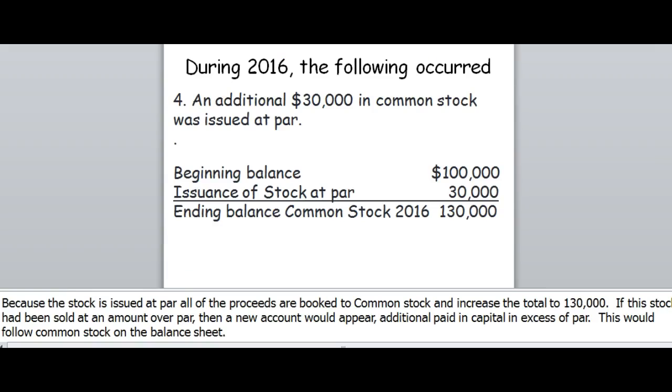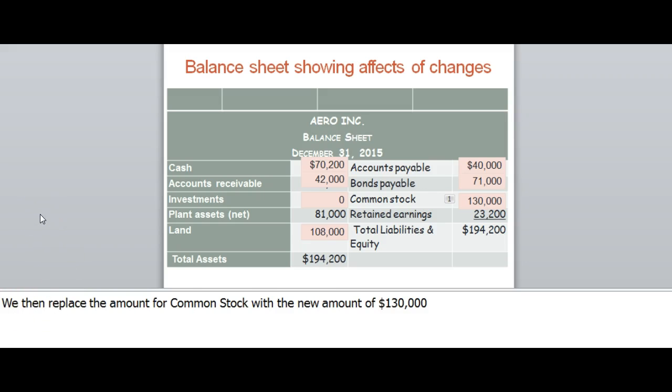Because the stock is issued at par, all of the proceeds are booked to common stock and increase the total to $130,000. If this stock had been sold above par, then a new account would appear, additional paid-in capital in excess of par. This would follow common stock on the balance sheet. We then replace the amount for common stock with a new amount of $130,000.